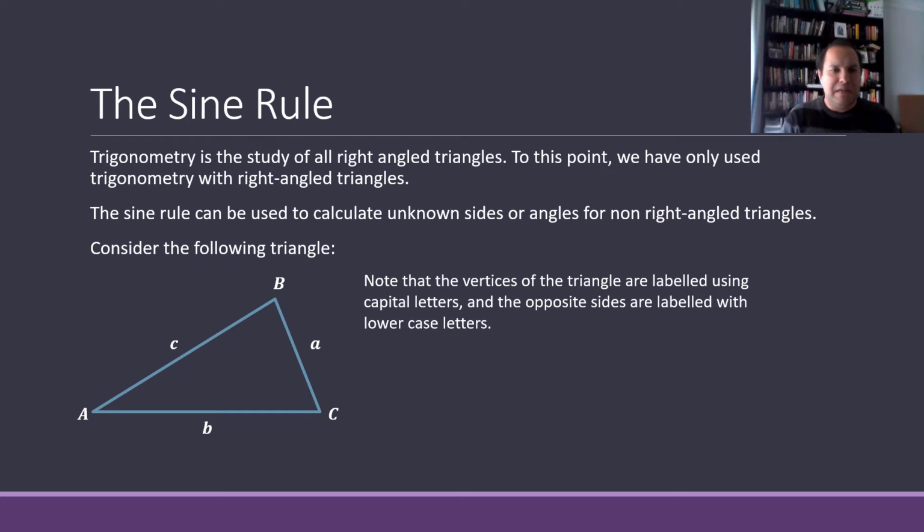So let's consider the following triangle. Notice that we've got vertices A, B, and C. They're all in capital letters. And the sides opposite them have the same letter, but in lowercase. Lowercase b is opposite vertex capital B. Lowercase a is opposite vertex capital A. Lowercase c is opposite vertex capital C. And that's really important in terms of notation and using the sine rule formula.